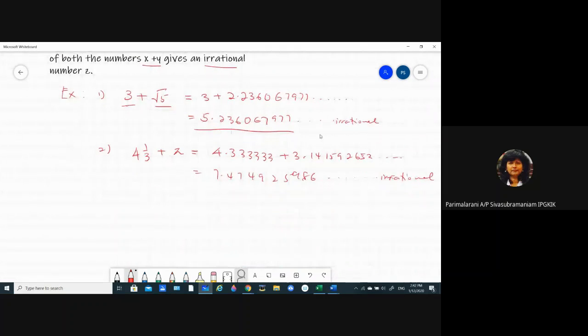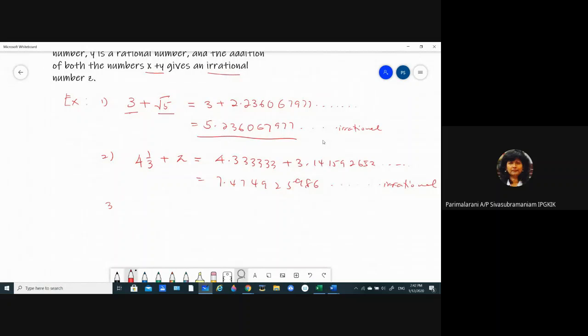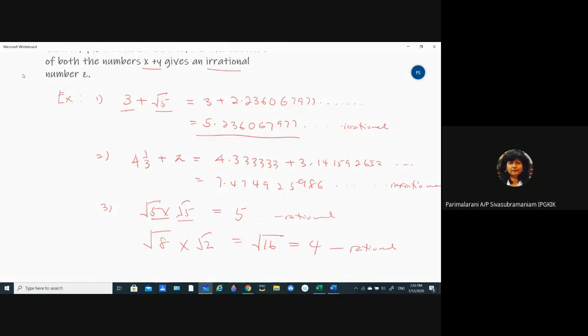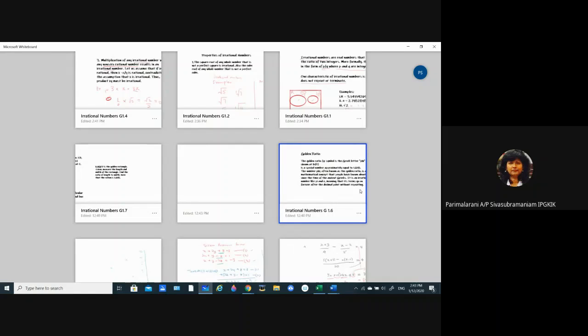Let me give you an example for multiplication here. We have root 5 times root 5. Both of these are irrational numbers. You get 5, which is a rational number. Or root 8 times root 2. These are both irrational numbers, but when you multiply, you get square root 16, which is 4, and this is rational. So sometimes when you multiply or add two irrational numbers, you can get either rational or irrational. So we have looked at the properties of irrational numbers.